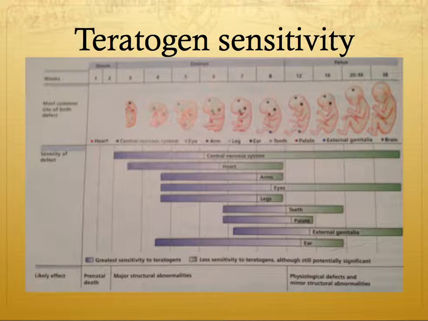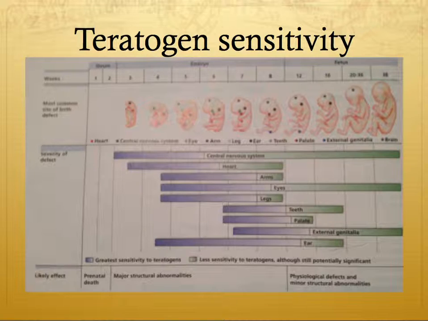And what it shows is when different parts of the body are particularly susceptible to teratogens. So we can see that the central nervous system has the greatest sensitivity to teratogens in this time period here, from week 3 to a little bit after week 5 in embryonic development. The heart, this is the largest period of time, arm, eyes, legs, etc.